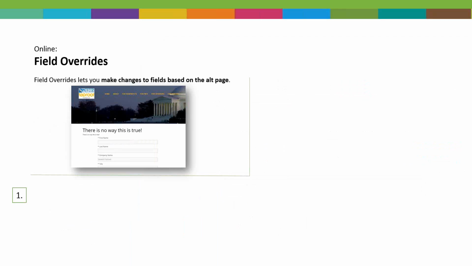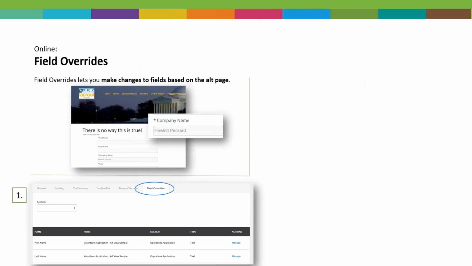Now the field overrides, which lets you make changes to the fields. In this case, my example was creating a company name, Hewlett-Packard. So first we go to that field overrides button, and then you should see all of the fields normally as you'd expect right here, first name, last name.